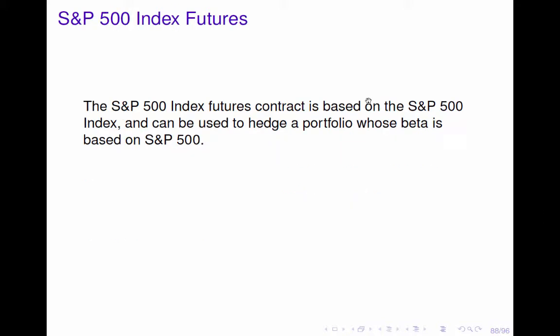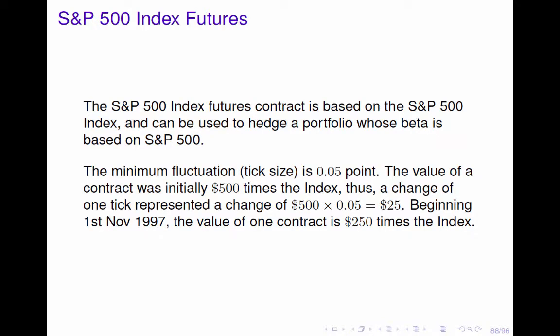The S&P 500 index futures is based on the S&P 500 index and can be used to hedge a portfolio whose beta is based on S&P 500. The minimum fluctuation, the so-called tick size, is 0.05 point. The value of a contract was initially $500 times the index. Thus, a change of 1 tick represented a change of $500 times 0.05, that is, $25. Starting from 1st of November 1997, the value of one contract is $250 times the index.